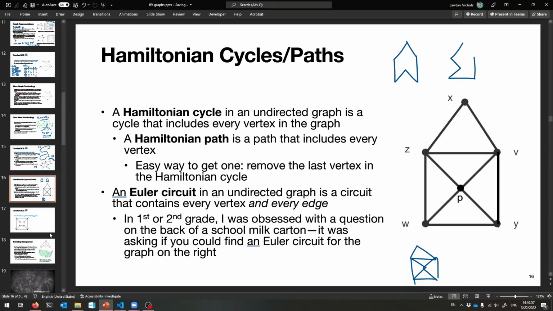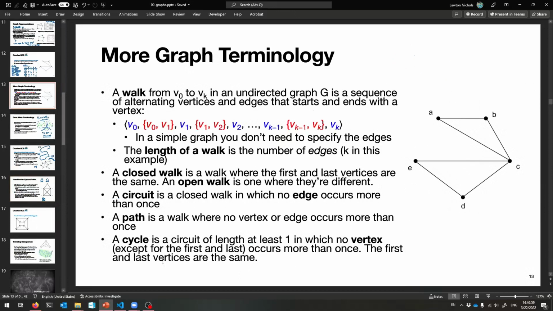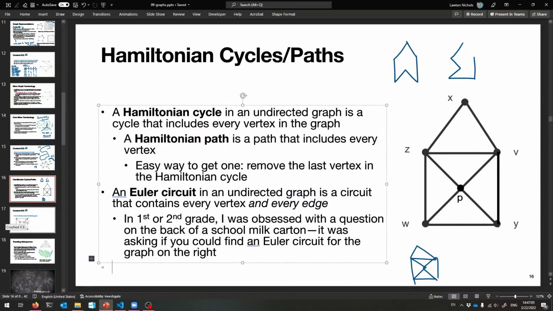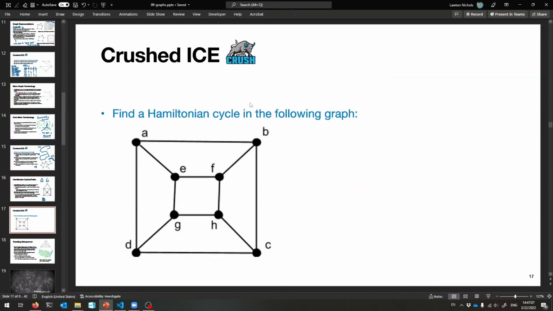It's a circuit that contains every vertex and every edge. But you can't duplicate it, so it's got to be just once. So that's kind of cute. Okay? All right. See if you can find a Hamiltonian cycle now in this graph.